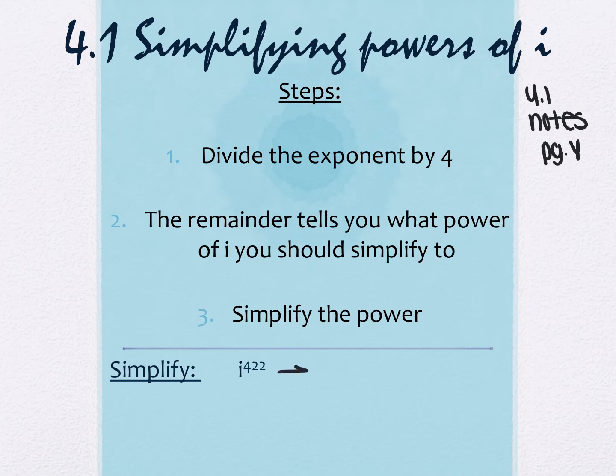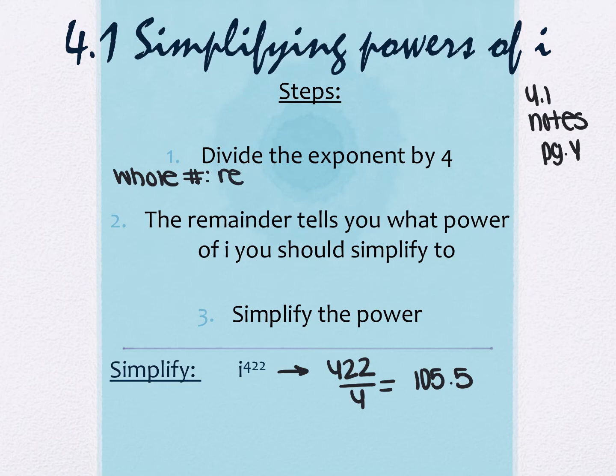take our exponent. So for this example, our exponent is 422. And we're going to divide the exponent by 4. So 422 divided by 4 leaves us with 105.5.